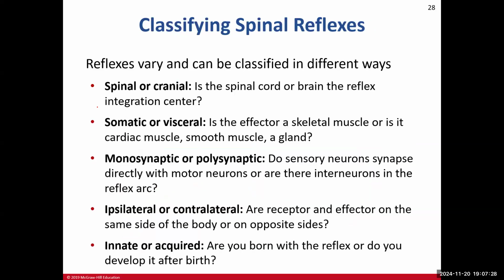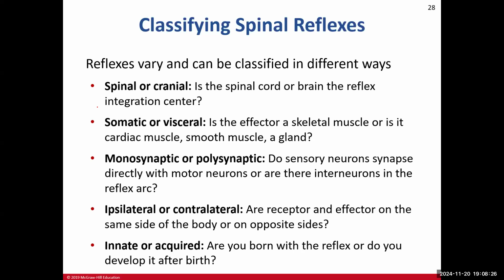So look at the different types of reflexes here. When we're talking about classifying our spinal reflexes, or just reflexes in general, we have spinal or cranial. Obviously, if it's a spinal reflex, we might not even need to involve the brain as our control center, which is what you just saw on the previous page. If it's a cranial reflex, we will. Somatic or visceral: we're going to be talking about somatic in this chapter, but visceral, you're going to see lots of visceral reflexes in 211. Salivation, that's a reflex. You smell something, it makes you hungry, you start to salivate. That's a visceral reflex. The stimulus was that scent that you smelled. Somatic means the effector is going to be skeletal muscle. Visceral means the effector is going to be either smooth, cardiac, or a gland.